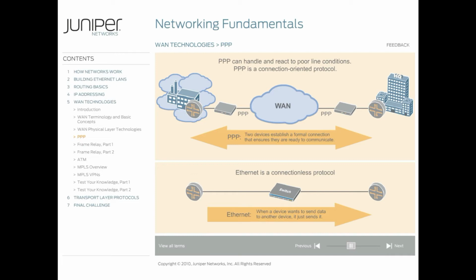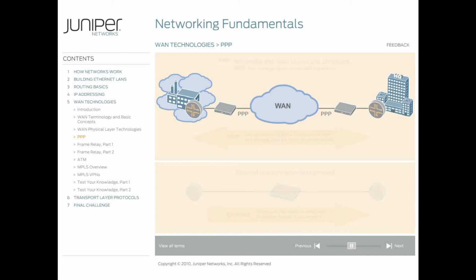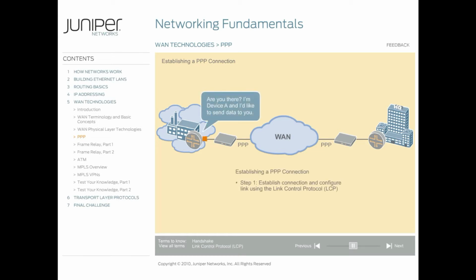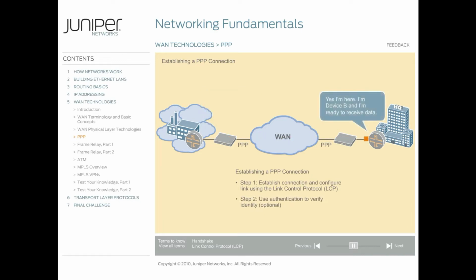In a PPP connection, the two devices can be end-user devices, routers, network access servers, or others. When the two devices want to communicate using PPP, they must first go through a formal connection establishment process using special PPP-specific protocols. This three-step process is sometimes called a handshake. First, using the Link Control Protocol, or LCP, devices establish a connection and configure the link. Next, if required, the device can verify the identity of the other device by going through an authentication process. Finally, devices use a second PPP-specific protocol, the Network Control Protocol, or NCP, to configure the Layer 3 protocols in use on the link.